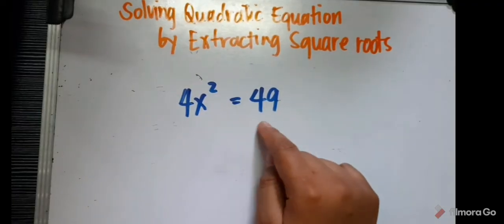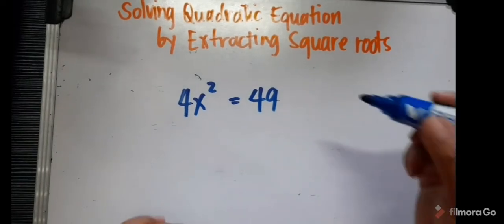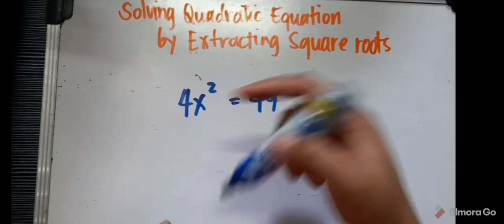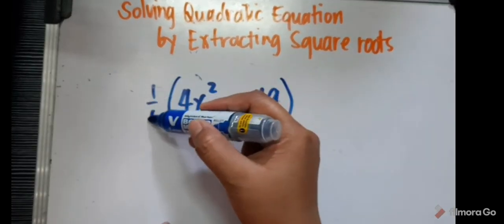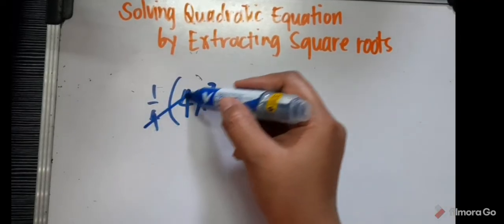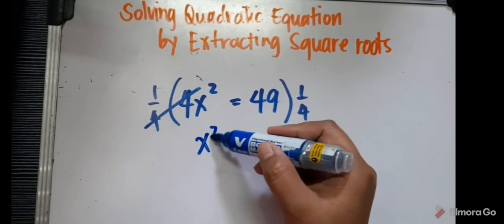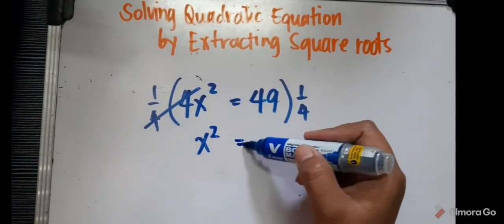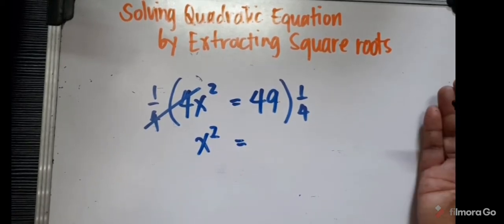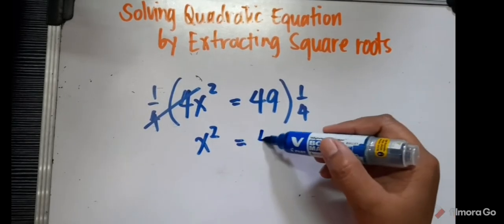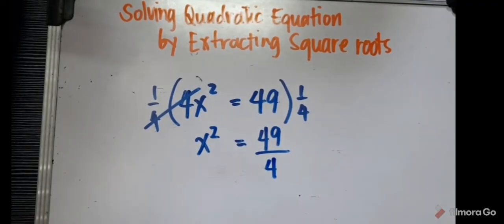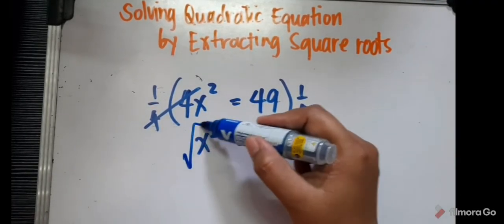4x squared is equal to 49. Again, first, to get rid of the numerical coefficient of x squared, we multiply both sides by 1/4, applying multiplication property of equality. So this is now 1/4 times 4 is equal to 1. We now have x squared, and 49 over 4 is not exact. It will not give us an exact answer. Then we just write 49 over 4. And then we have to apply extracting square roots.